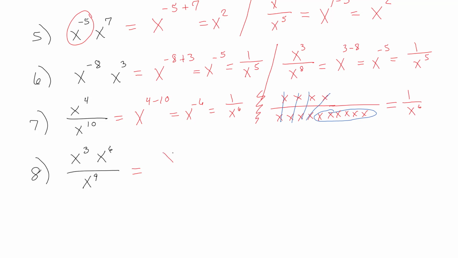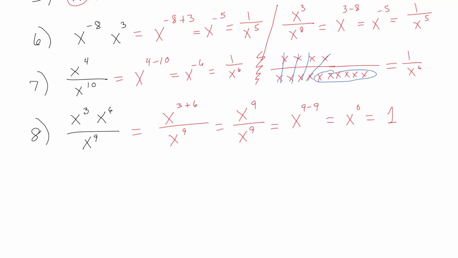So this one I would probably simplify the top first. So I have x to the 3 plus 6 over x to the 9, so that's x to the 9 over x to the 9. Now I've got the quotient rule, x to the 9 minus 9, also known as x to the 0, also known as 1. So you could work it out that way, but understandably, that problem could get confusing and you could start to doubt yourself. So again, you can always go back to the standard thing of x cubed, and then I've got 1, 2, 3, 4, 5, 6, and then I've got 9 on the bottom, and they all end up canceling out.